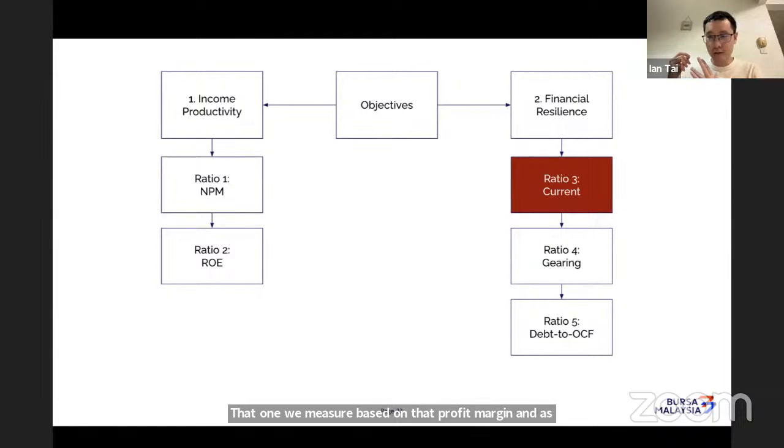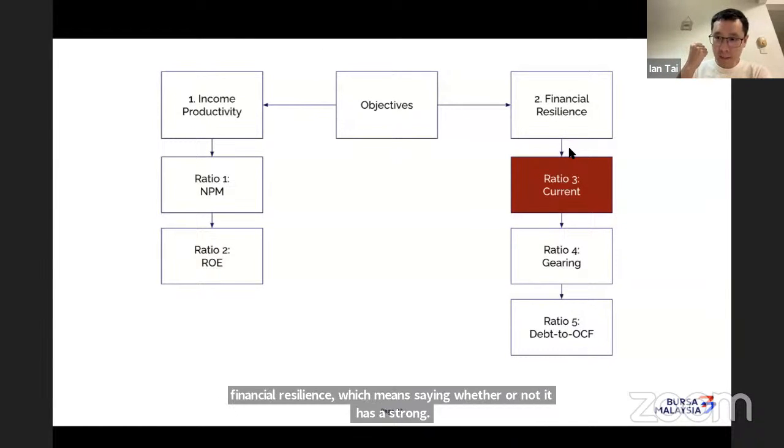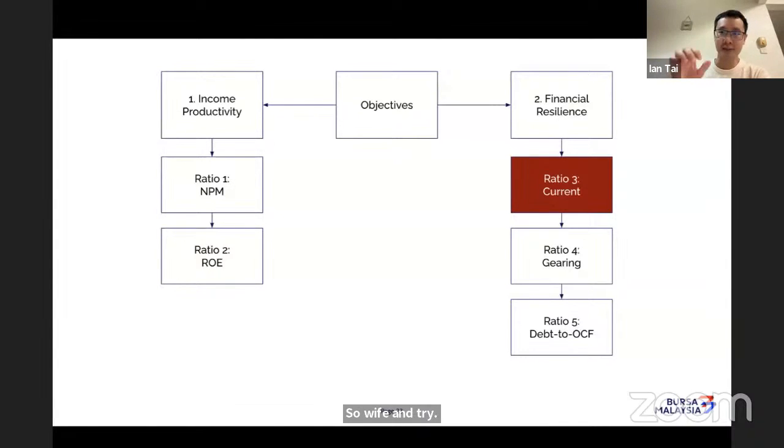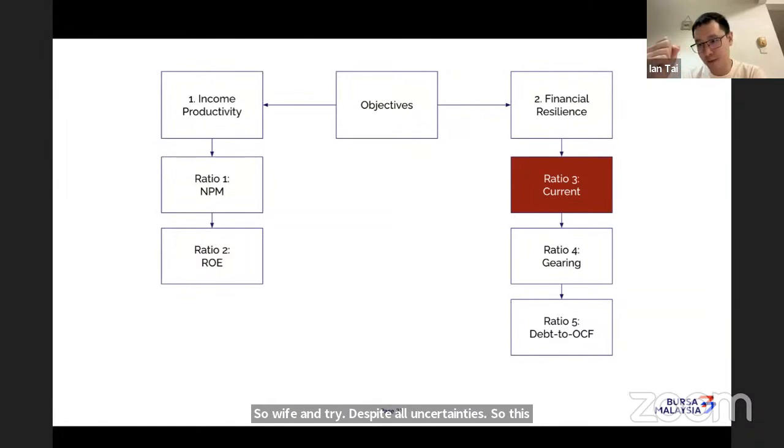Next, we're going to do financial resilience, which means whether or not it has a strong balance sheet to survive and thrive despite all uncertainties. This is a very defensive move because you want a business that is very solid when it comes to its finances. Sometimes in the stock market, it's not so much about how much returns I'm going to get. Sometimes it's about whether or not it can sustain, whether or not it's going to be there for the long term. So how do we do that? We measure its financial resilience.